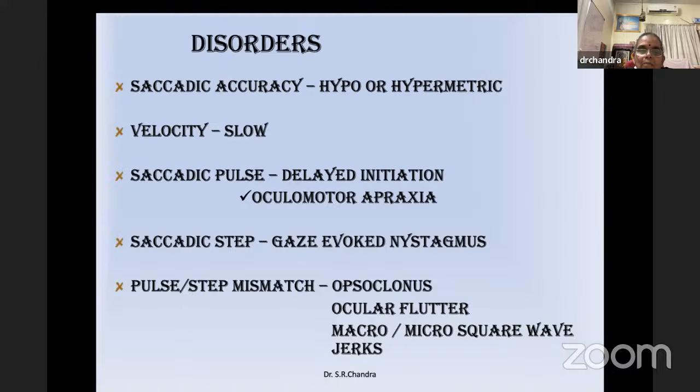And pulse step mismatch. So pulse is there, step is not there. So continuous movement of the eyeball. Instead of staying there, it keeps on moving. That results in the type of movements called opsoclonus, ocular flutter, macro and micro square wave jerks.